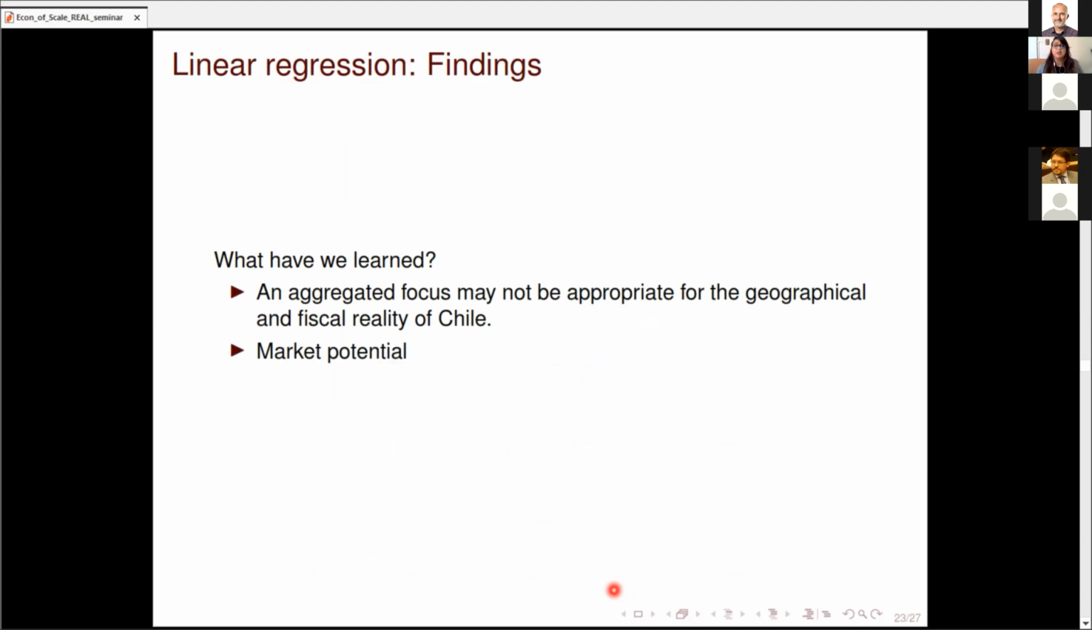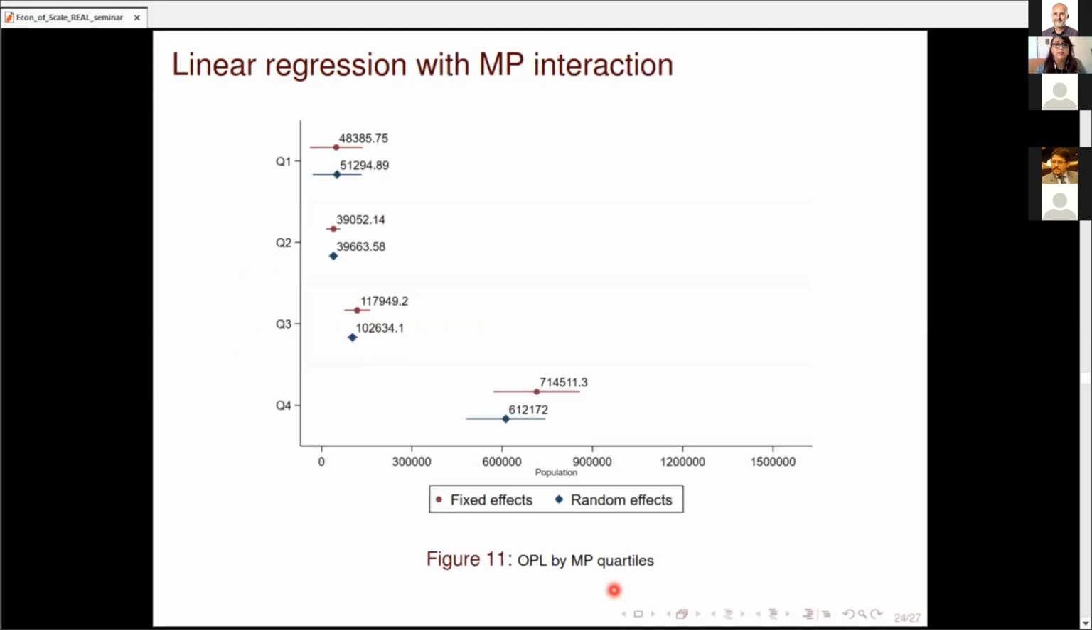So therefore, what we decided to do is that our market potential variable, which until now was used only as a regressor, will now be used as an interaction. And this will allow us to take into account the different levels of population by levels of market potential. We divided this variable by quartiles and had the following results. We can now see that the story changed. Now, quartiles 1, 2, and 3 reach the economies of scale at a very low level, approximately around 40,000 people.